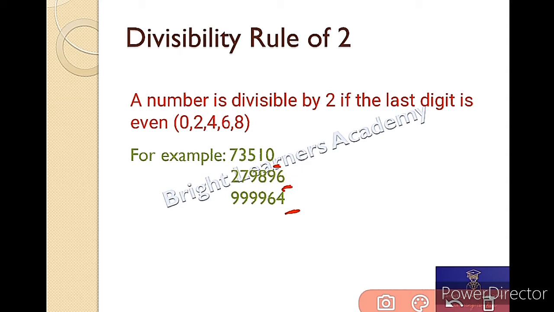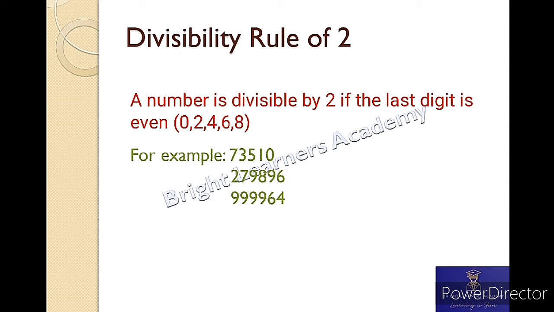So, we can say that a number is divisible by 2 only if the last digit is even, or we can say if the last digit is 0, 2, 4, 6 or 8. Okay, so this rule is very simple. You have to just focus on the last digit.